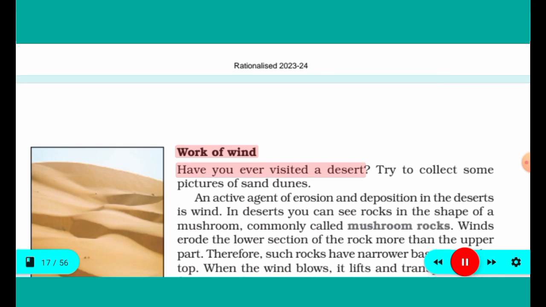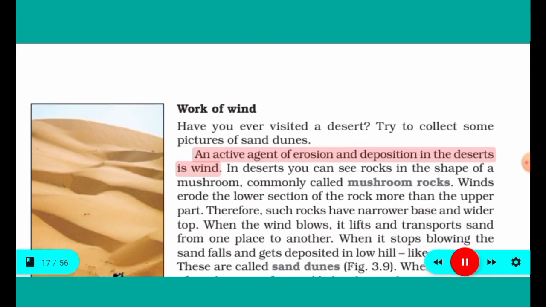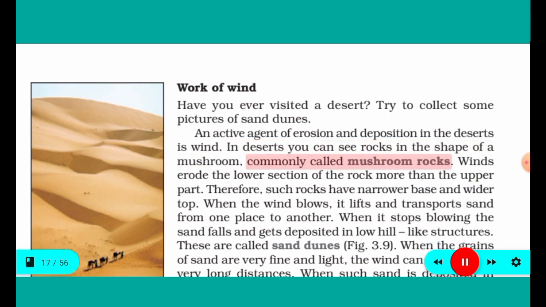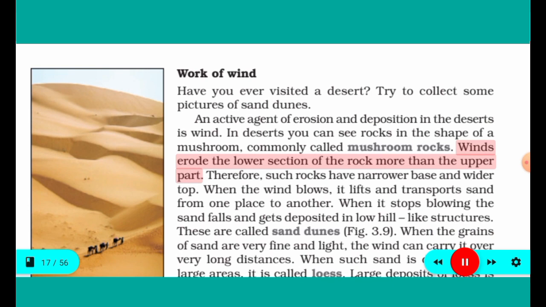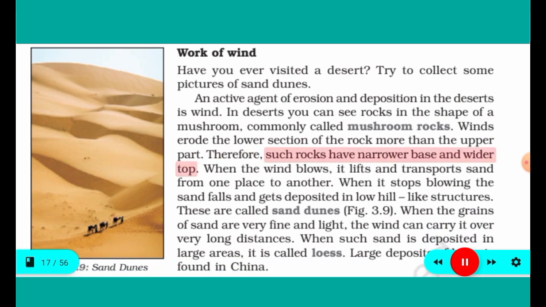Work of wind. Have you ever visited a desert? Try to collect some pictures of sand dunes. An active agent of erosion and deposition in the deserts is wind. In deserts you can see rocks in the shape of a mushroom, commonly called mushroom rocks. Winds erode the lower section of the rock more than the upper part. Therefore, such rocks have narrower base and wider top.